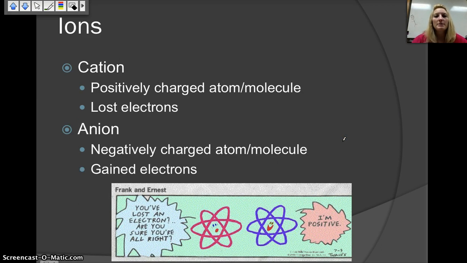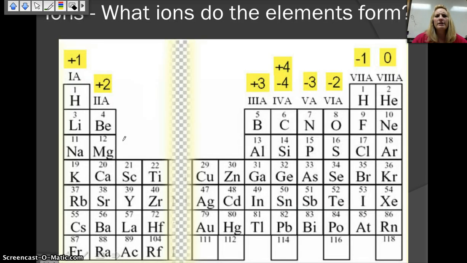Remember, we talked about 2 types of ions, cations and anions. Cations are the positively charged ones. They have lost electrons, and anions are negatively charged atoms or molecules, and they have gained electrons. So you might be thinking to yourself, well, what ions do the elements form?